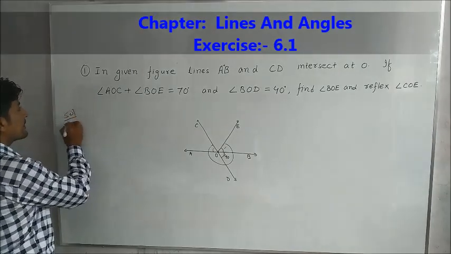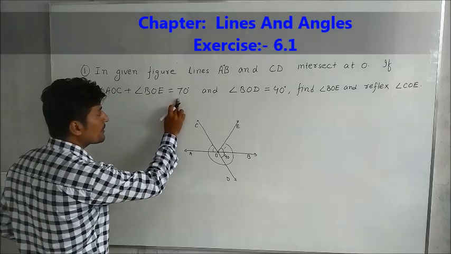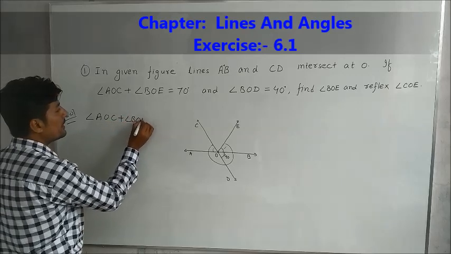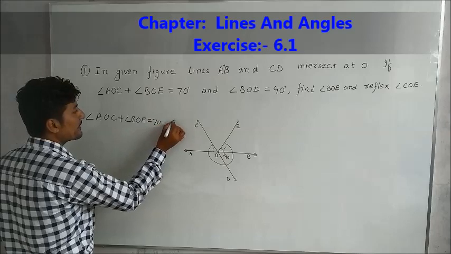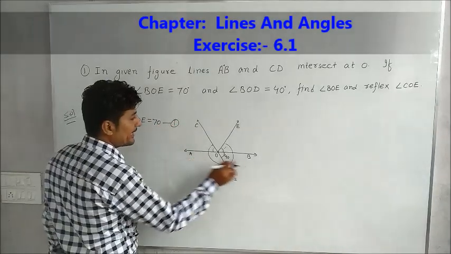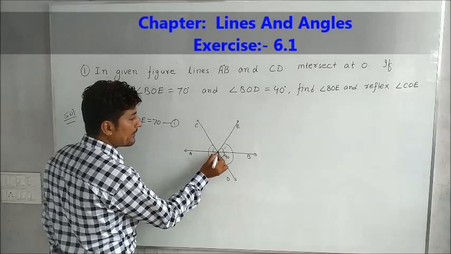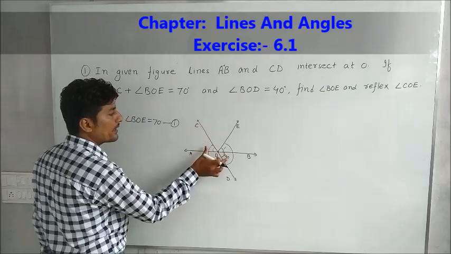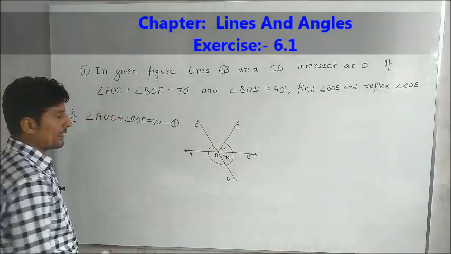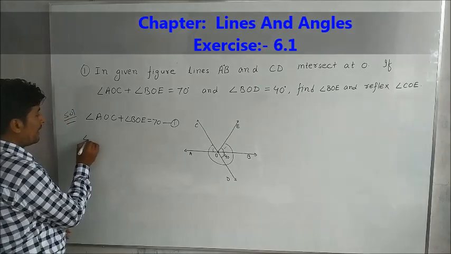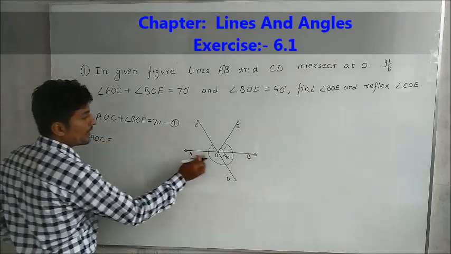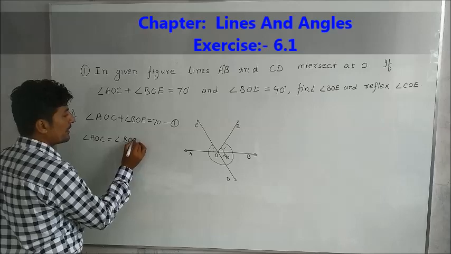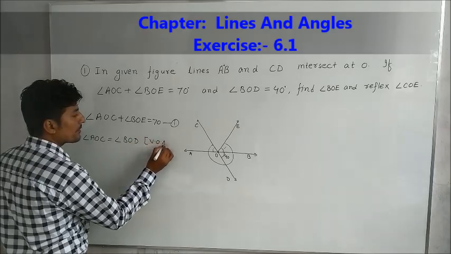As given in the question, angle AOC plus angle BOE equals 70 degrees. We can take this as equation number 1. Now, since AB and CD are intersecting at point O, angle BOD is equal to angle AOC, because these two are a pair of vertically opposite angles. So angle AOC equals angle BOD.